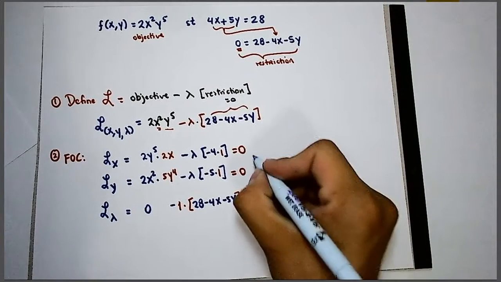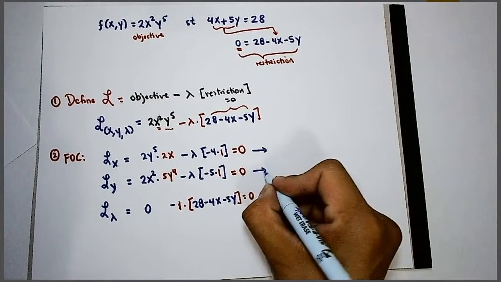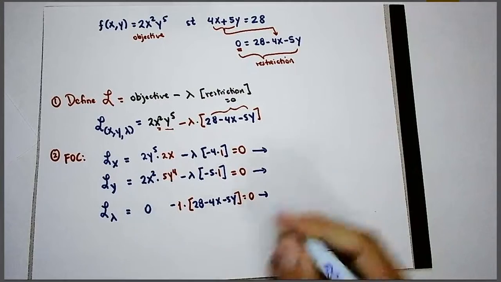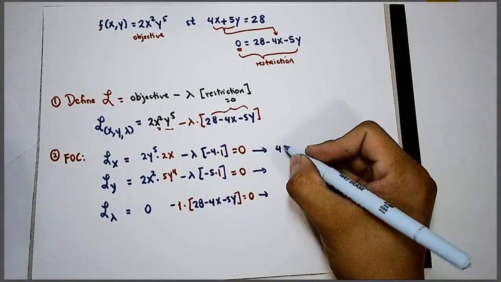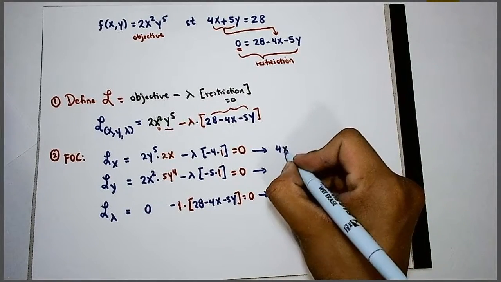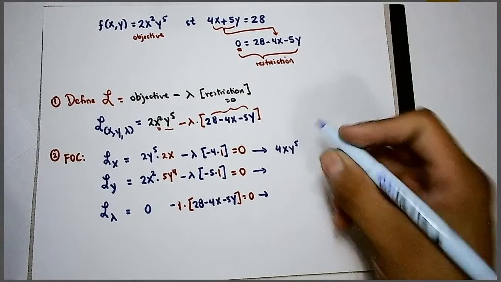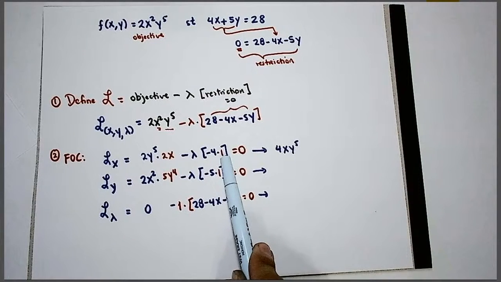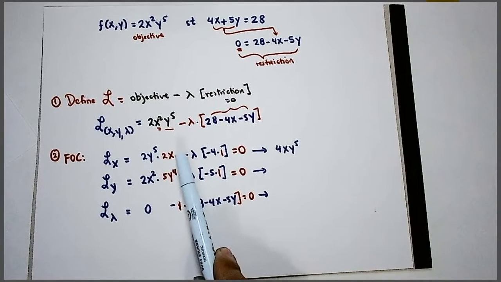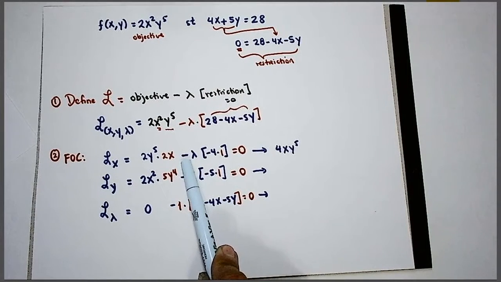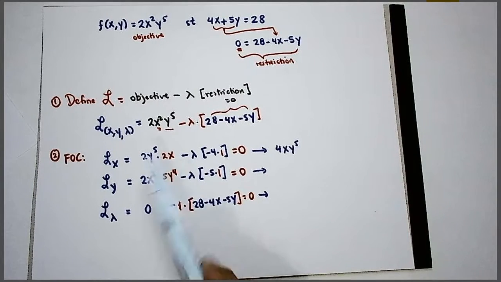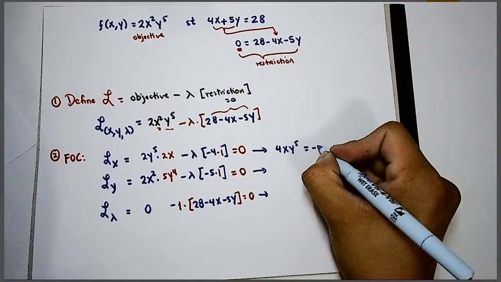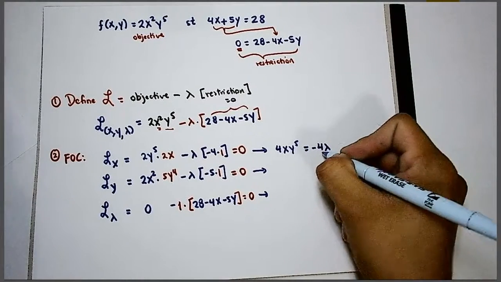And now we can formulate it as normal equations. Notice, for example, here, this is 2 times 2 is 4, x, y to the fifth, and here, this is minus 4 times 1 is minus 4, times minus lambda is plus 4 lambda, but we're going to move it to the right hand side. So this is equal to minus 4 lambda.